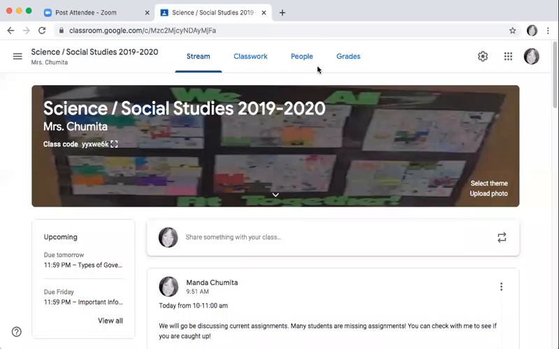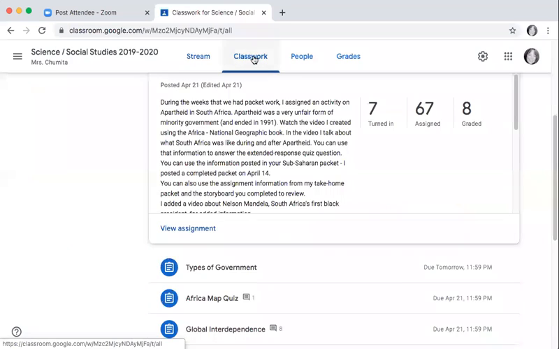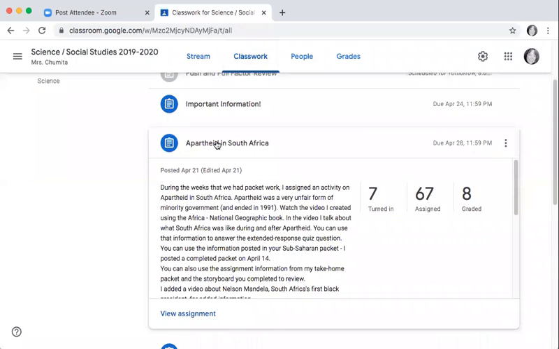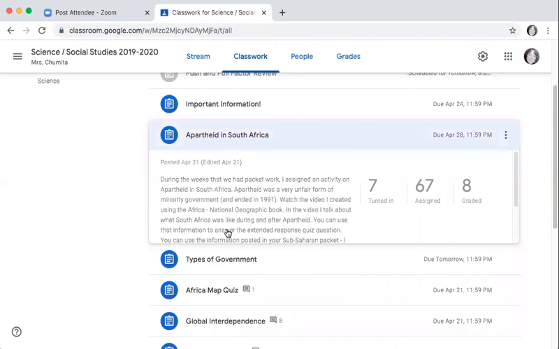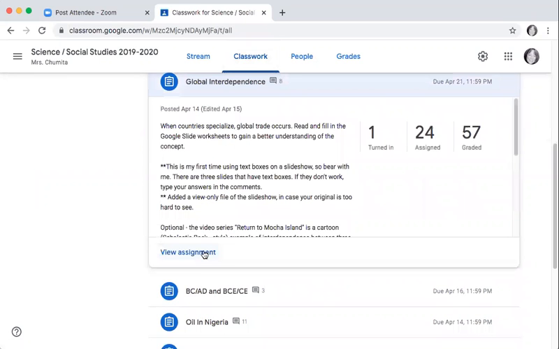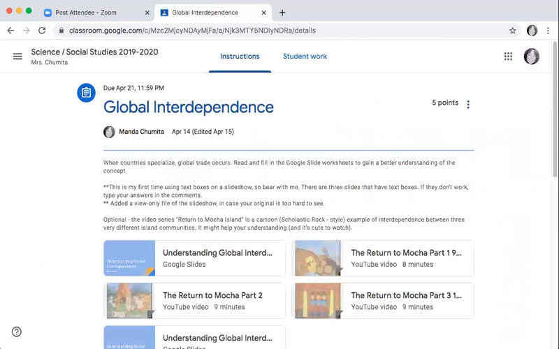And what I am going to do right now is show you guys how to see some of the things that you guys have been asking about when we look at classwork. For example, like this, maybe not this one, global interdependence. A lot of people have asked me about this particular assignment, and these are the instructions right here.